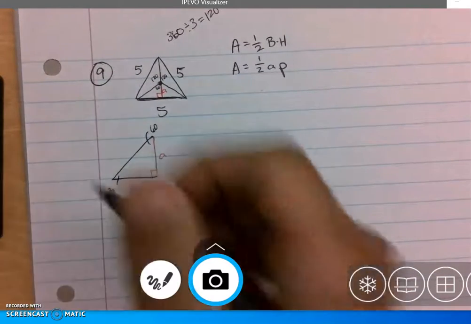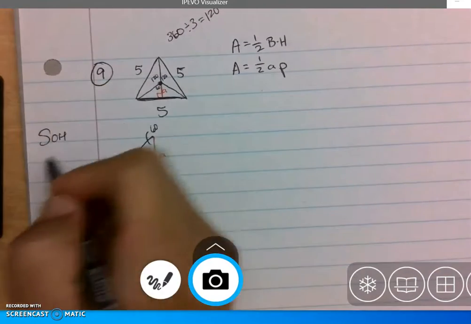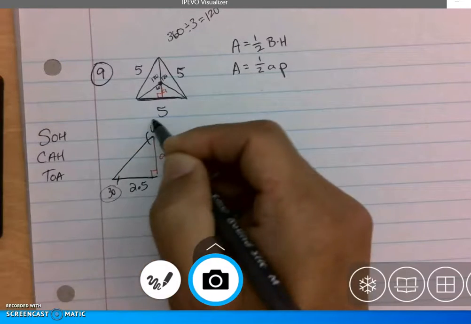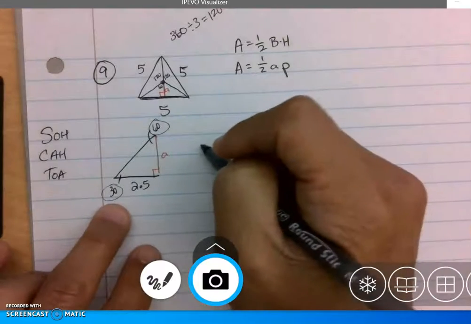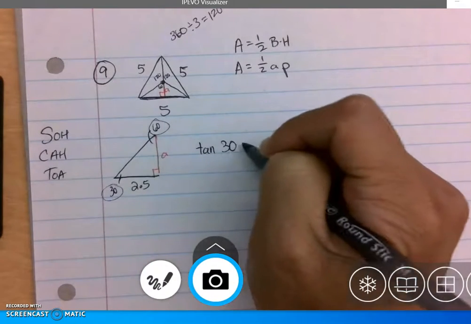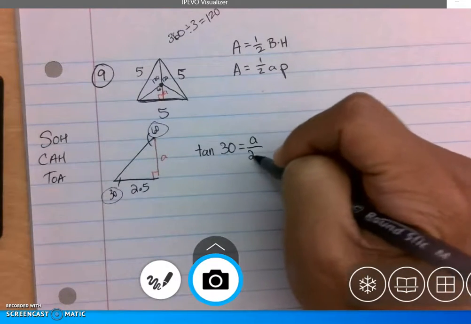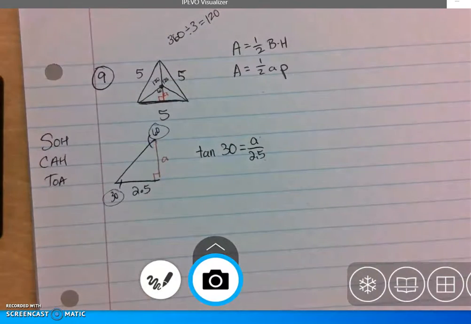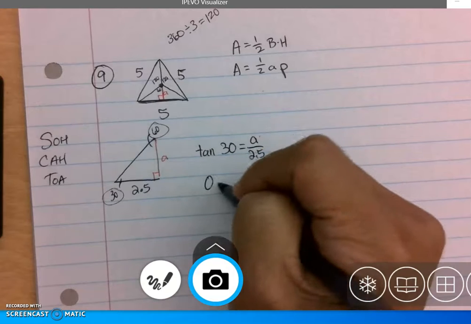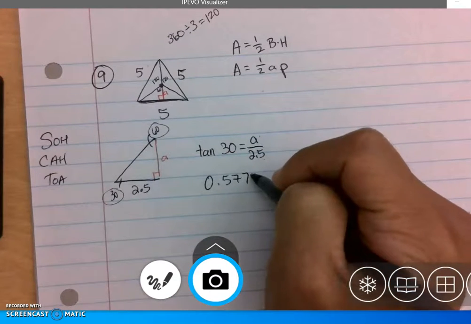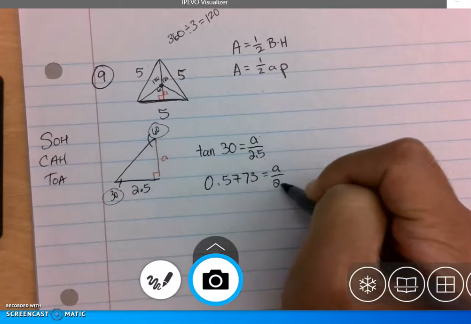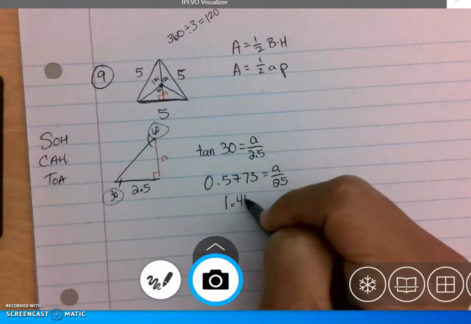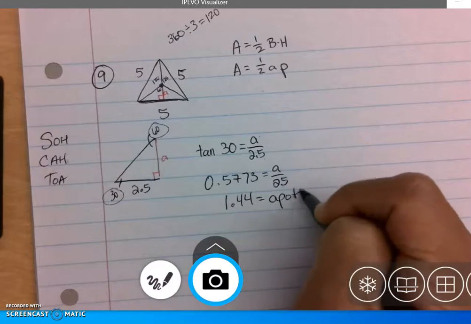So we're going to use sine, cosine, or tangent to figure out the apothem here. You can stand at either 30 degrees or 60 degrees. It doesn't really matter. Let's go with the 30 degrees. Tangent of 30 is equal to A, the apothem, over 2.5. Opposite over adjacent. The tangent of 30, you're going to need the calculator's help here, is 0.5773. And then multiply by 2.5 to both sides. So I'm going to multiply by 2.5, and you get an apothem of 1.44. So that is the apothem.